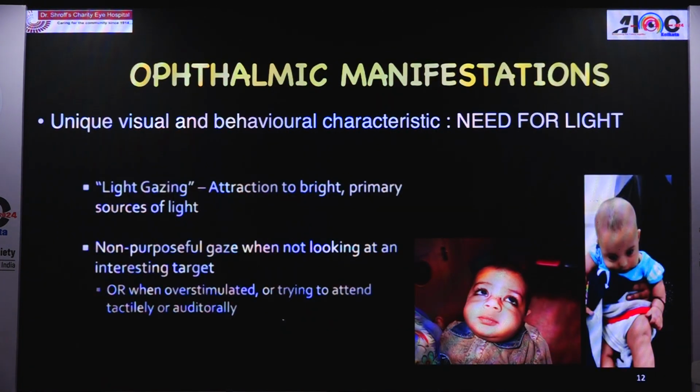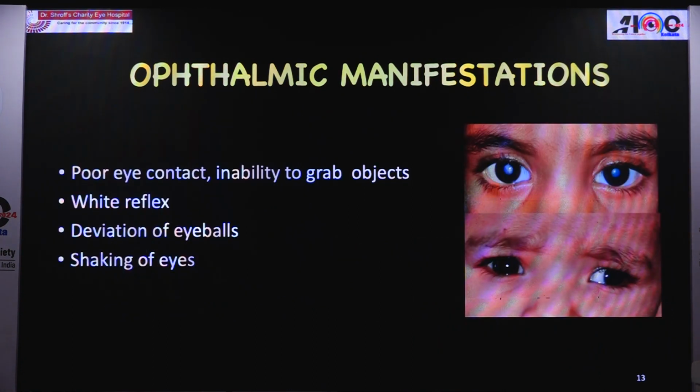Now, coming on to the ocular manifestations, as a child comes, we know that there is a visual impairment. Parents will bring them. The child is not looking at our faces, but there is always a need for light. The child would only be doing light gazing, attracted to bright primary sources, or would have a non-purposeful gaze when looking at even interesting targets. So apart from visual impairment, these children may have a white reflex, deviation of eyeballs, shaking of eyes. So here we come to CVI and OVI, which are interlapsed, but still the CVI has to be taken care of, because despite treating the OVI, or the ocular visual impairment, children will not perform better.